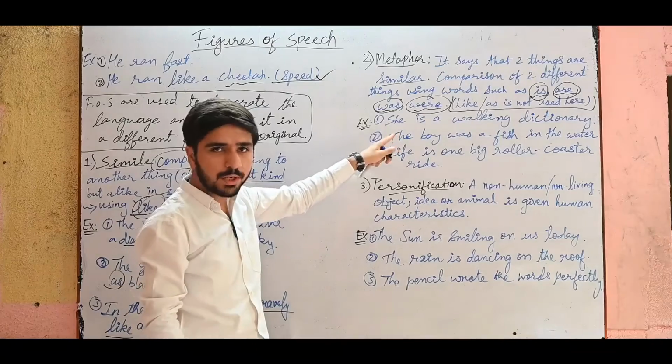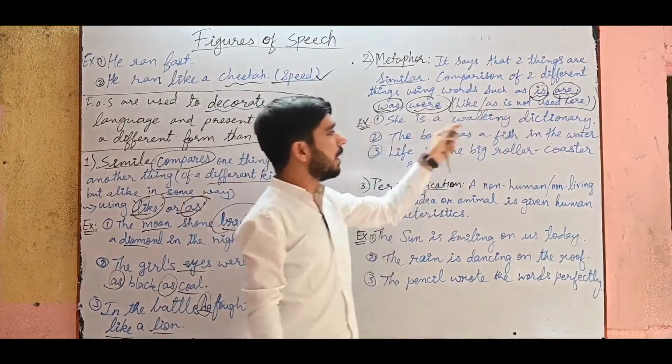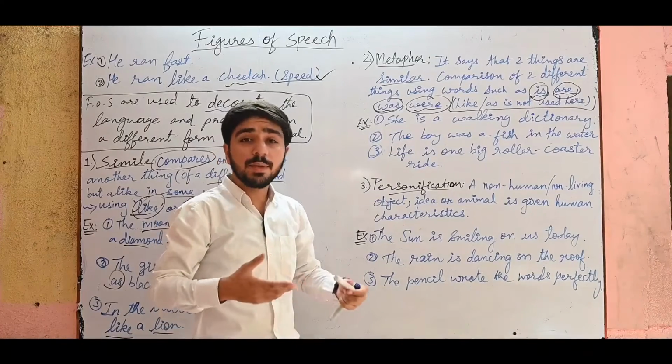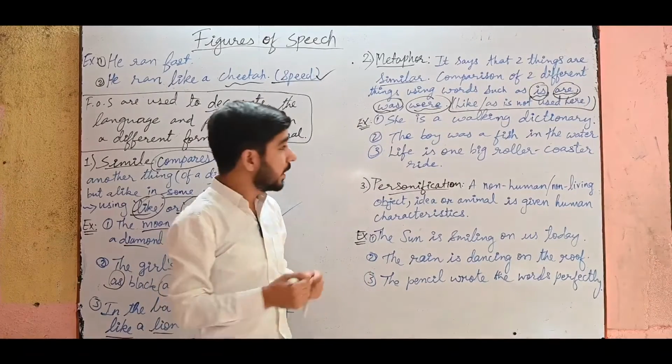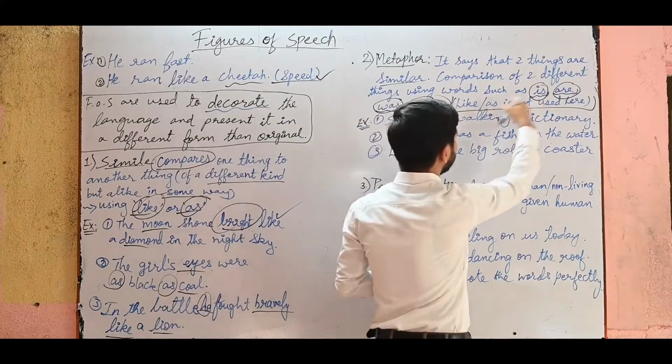Now see the example so you'll understand better. She is a walking dictionary. Now what is the meaning of this? How can a girl be a dictionary? Yes, but it is true. She is a walking dictionary. See the word is. Can you see the word is?